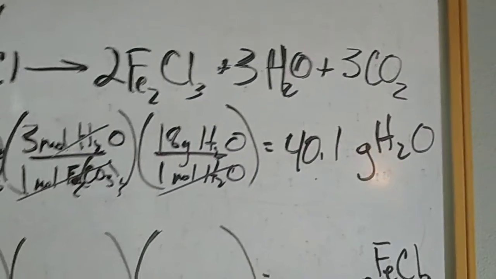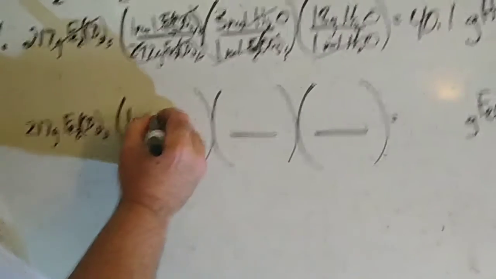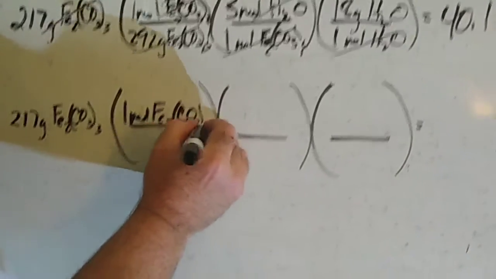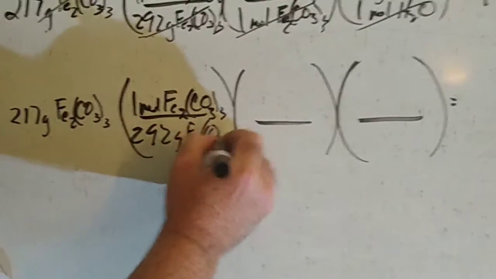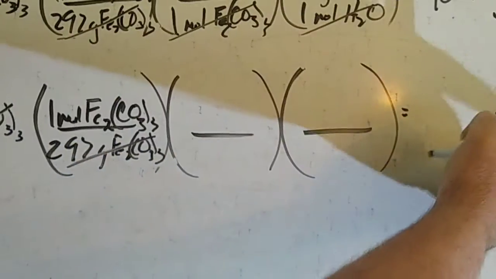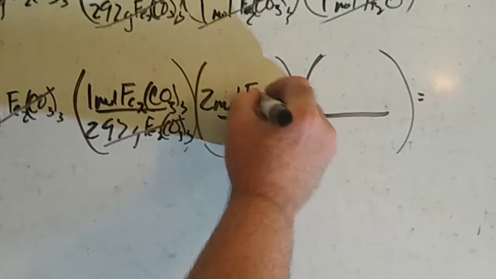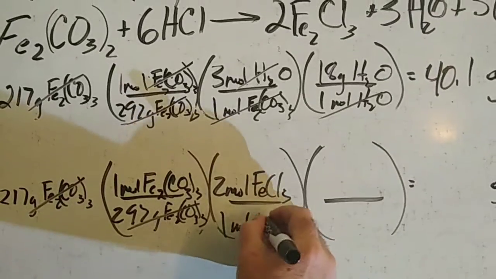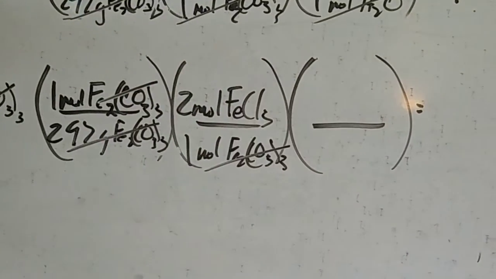Okay. Second part is converting it to iron 3 chloride. The first step is exactly the same, which is kind of nice. You do it once, you just get to copy it. And that's 292 grams Fe3. Those cancel out. Now here we got to change over because we want to get FeCl3, and that's 2 moles of iron 3 chloride for every 1 mole of iron 3 carbonate. Those cancel out.